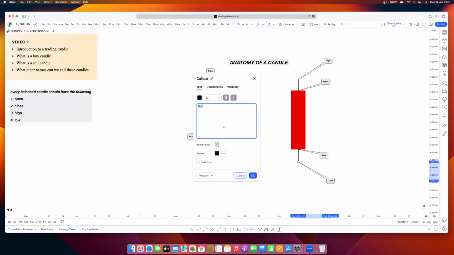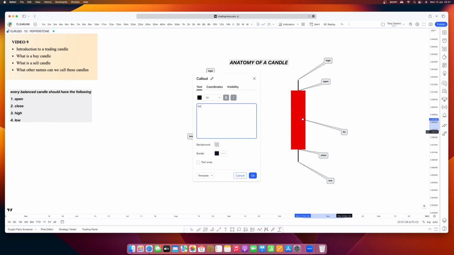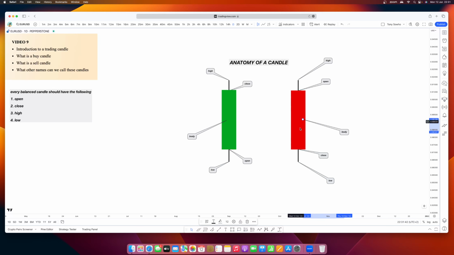And then this is going to be the low. So this is the low. So for a bearish market, the only thing that is different is the open and the close. The high, the low, and the body are all the same. So this is a sell candle and this is a bullish candle.